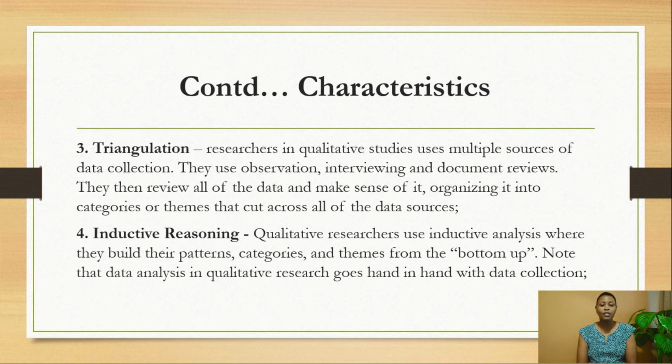The other characteristic is the issue of triangulation. We are going to discuss this more in this lesson, but as a way of introducing, triangulation means use of multiple sources of data collection. So in this case, a qualitative researcher does not rely on one method of data collection. They use observation, they use interview, they use document reviews. So the qualitative researcher then reviews all this data, making sense of it, organizing it into categories or themes that cut across all the data sources.